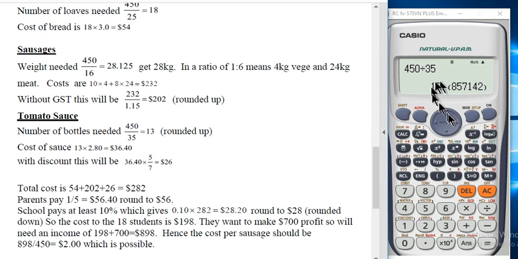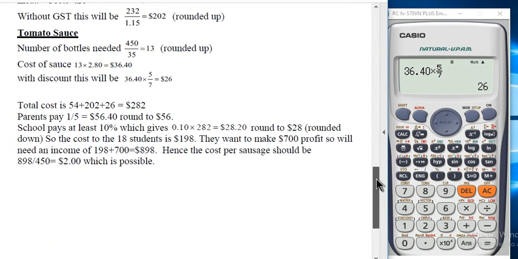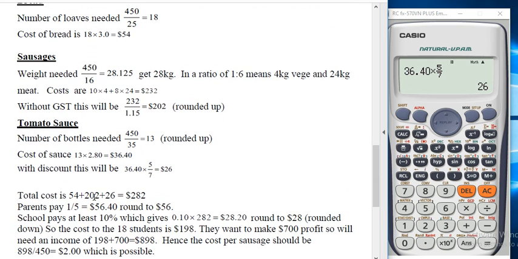We could do that over there, but all it is just typing that up. Maybe we'll just do it. $36.40 times 5/7 equals exactly $26.